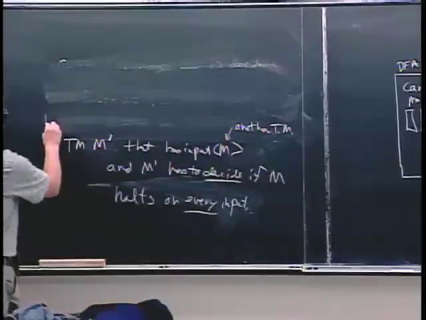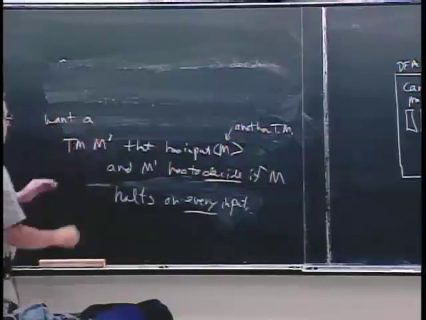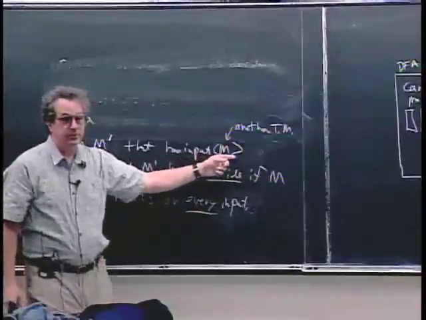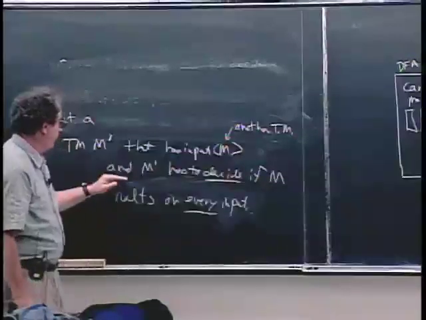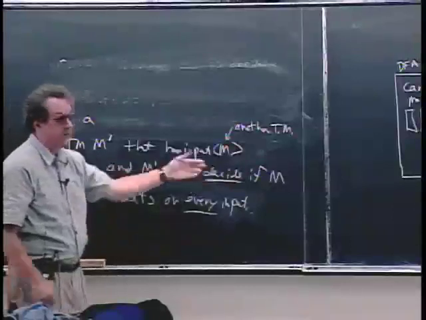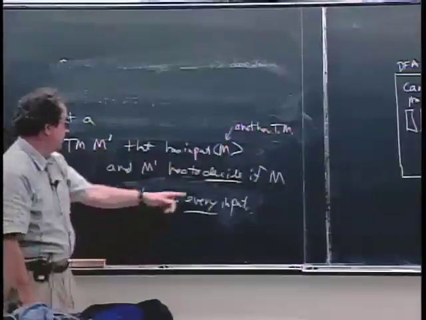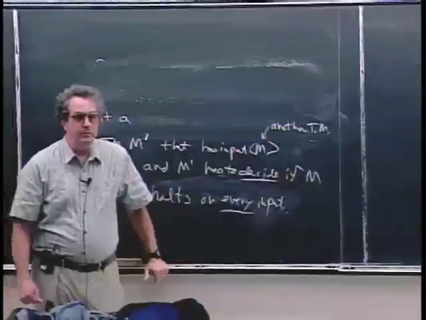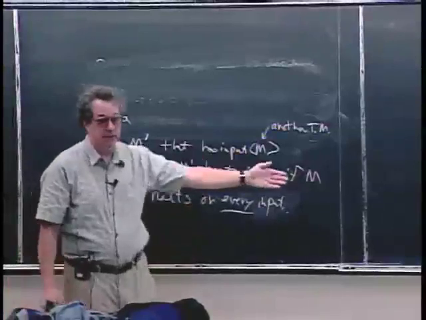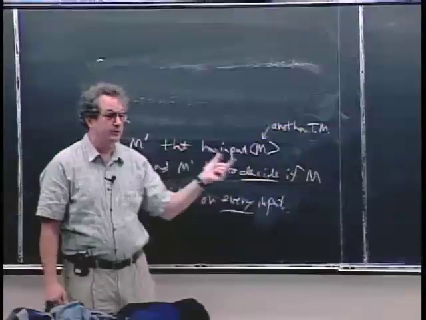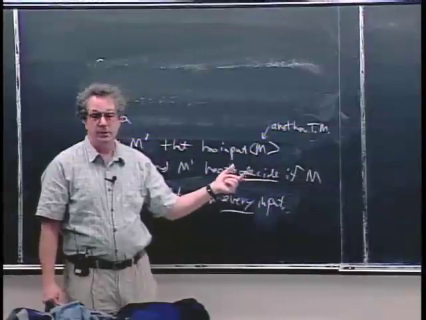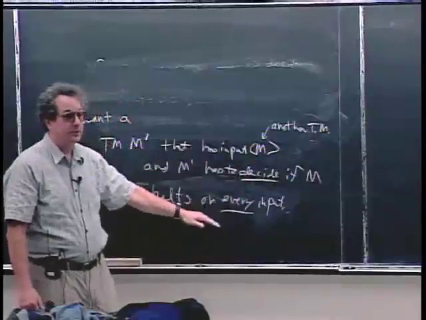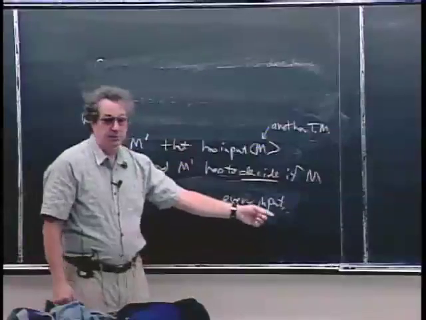We want a Turing machine M prime that can take in a description of any other Turing machine, and M prime has to decide, say, accept or reject, that M halts on every input. And again, you can't just have M prime simulate M. We know how to build a Turing machine that can simulate another Turing machine. We talked about that last time. That's a universal Turing machine. But that won't work to solve this problem, because this is a problem about every possible input.